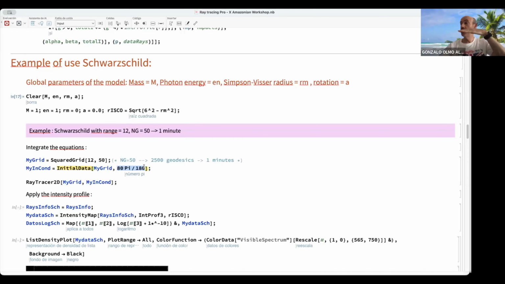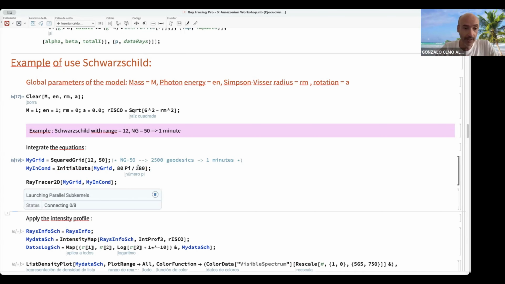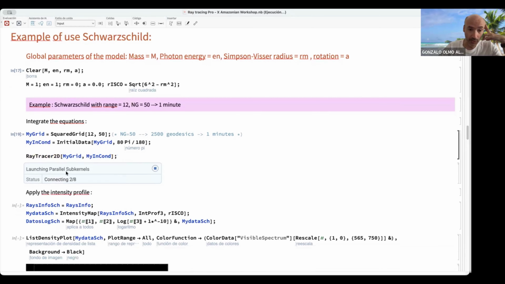If it were 90, it would be on the equatorial plane, but it is a bit inclined, 10 degrees of inclination with respect to the equatorial plane. So the perspective is more like the one you see in the Interstellar movie, okay? Very good. So this is just the computation of the grid and the initial conditions, and automatically we call the iterative computer module that computes the geodesics for that grid and those initial conditions.